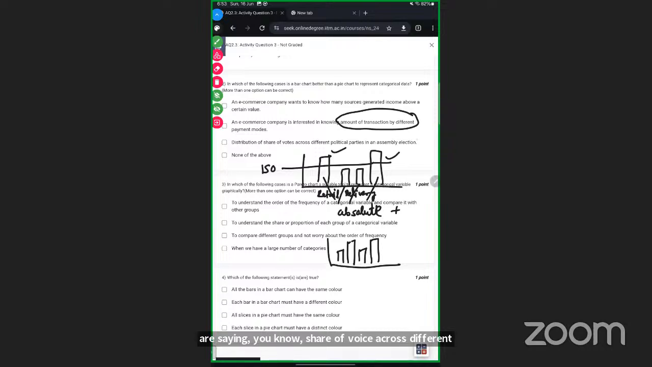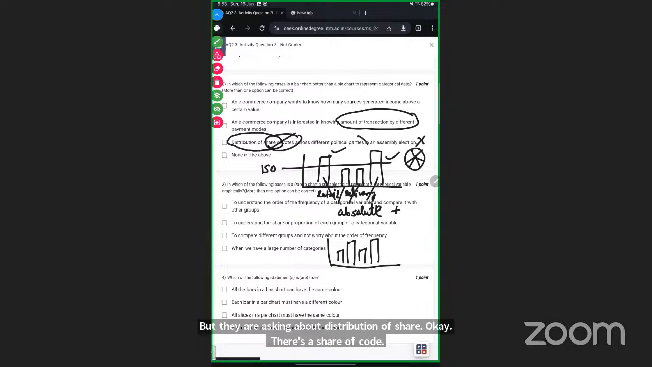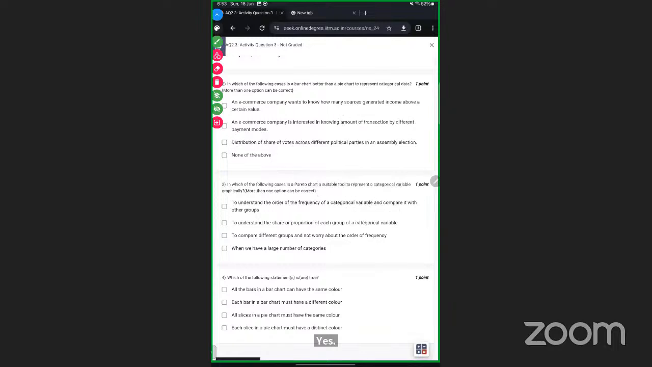This could be wrong, but it can become debatable. Generally we represent this with a pie chart. The third one is generally wrong. We represent with a pie chart, that is true. But they are asking about distribution of share. They are saying share of vote, so that becomes it. Incorrect. They are not saying absolute vote.